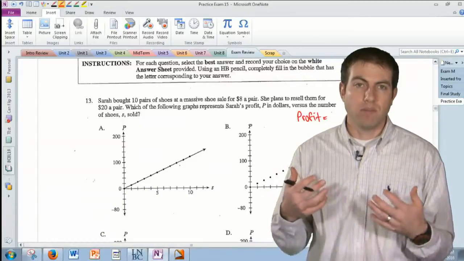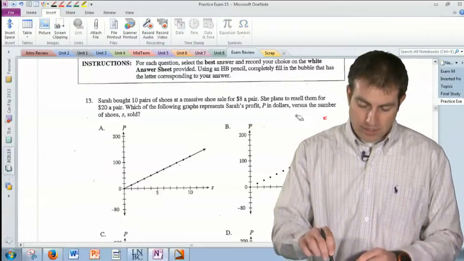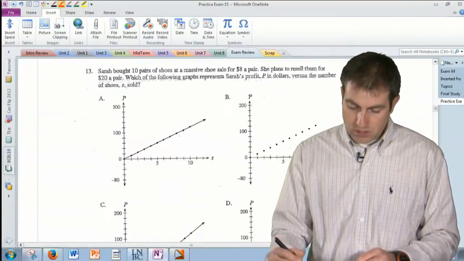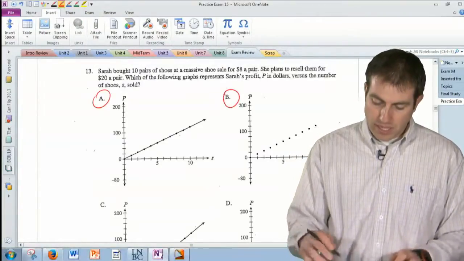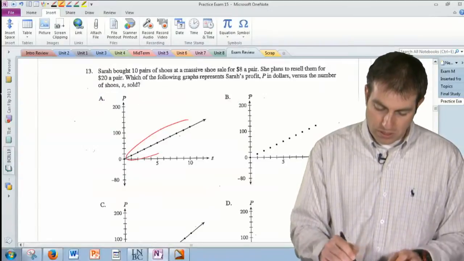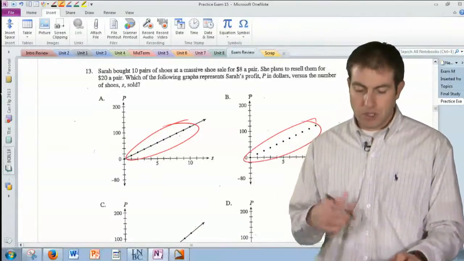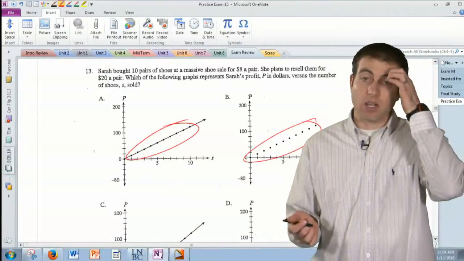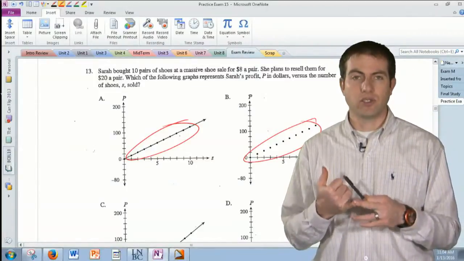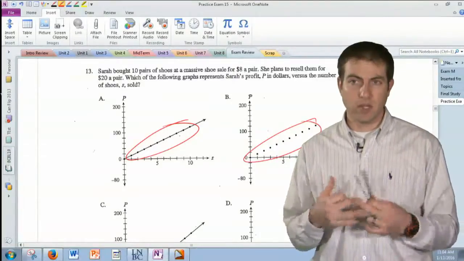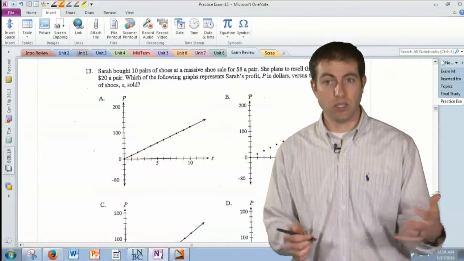So once you start making money, you have an initial cost and then the money you make on top of it. The other thing that's happening in this question is we're talking about pairs of shoes, and you'll notice letters A and B have different structures. So we have a continuous line here and we have dots here. I can eliminate two of these answers automatically because I'm either going to have a continuous set of data, a straight line, or I'm going to have dots. And what do we think? When I'm talking about shoes, am I going to have dots or a continuous line?